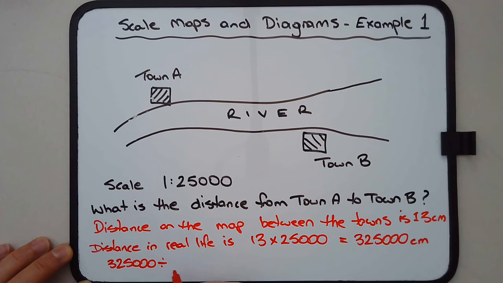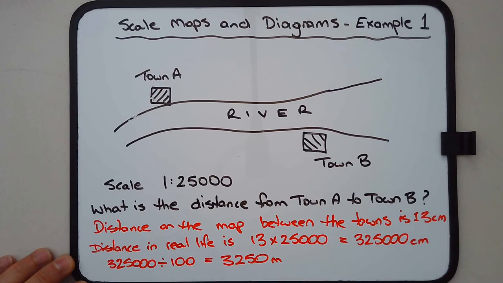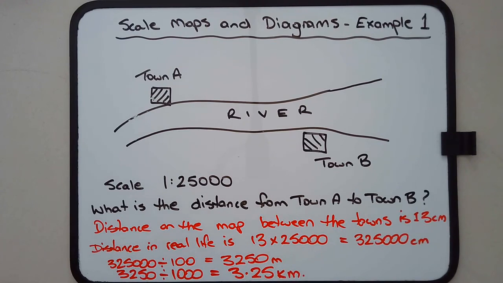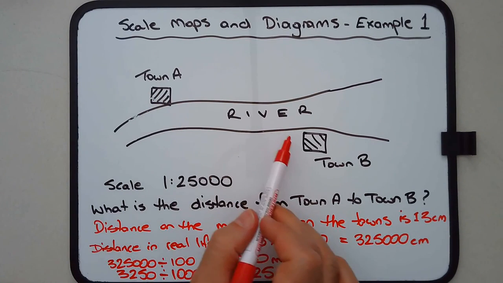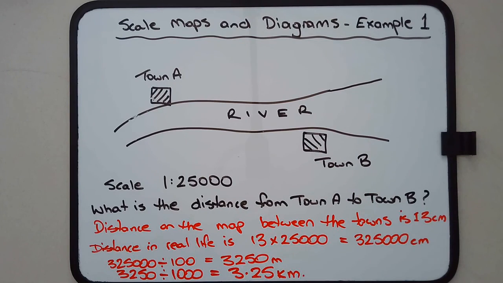325,000, let's divide that by 100, and that gives us 3,250 metres, and if we divide that by 1,000, we convert it into kilometres. So 3,250 divided by 1,000 gives us 3.25 kilometres. Therefore the distance between town A and town B is 3.25 kilometres.